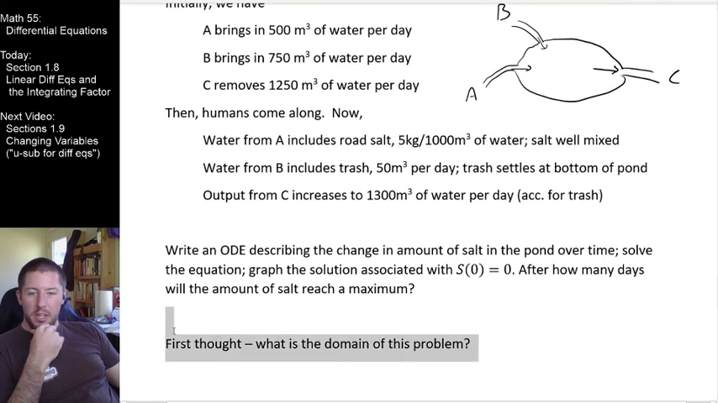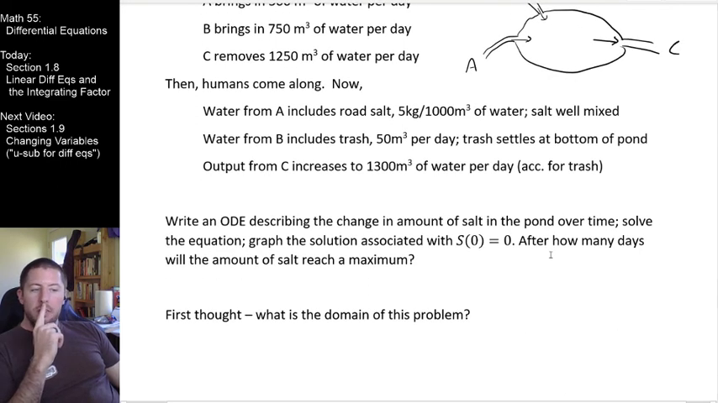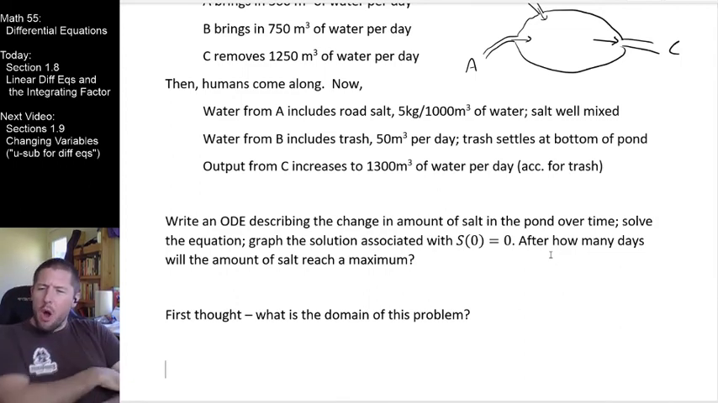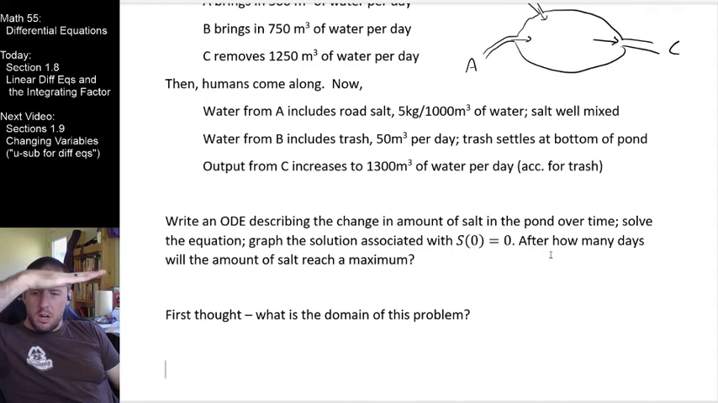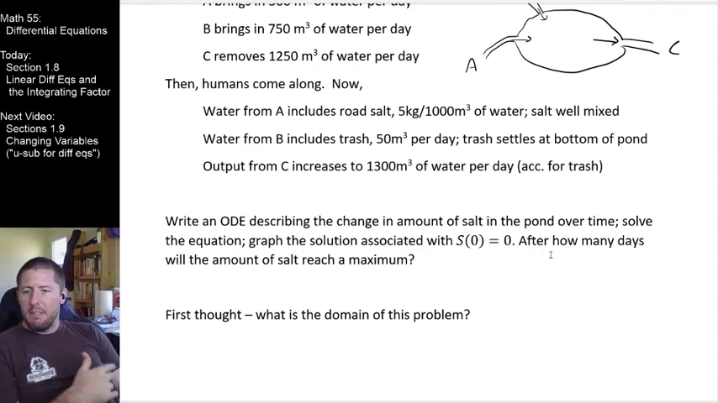And I'm kind of alluding to it with this question right here. My question is, after how many days will the amount of salt reach a maximum? And what I'm hoping is that you, the mathematician, are saying to yourself, how do we even know that it's going to reach a maximum at all? How do we know that this function is going to have a maximum value? What if it's just one of these logistic curves right here and it just maxes out at some kind of equilibrium value for amounts of salt because there's stuff coming in, stuff going out? It's what happened in our last mixing problem.